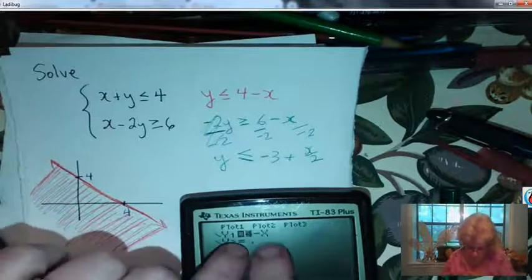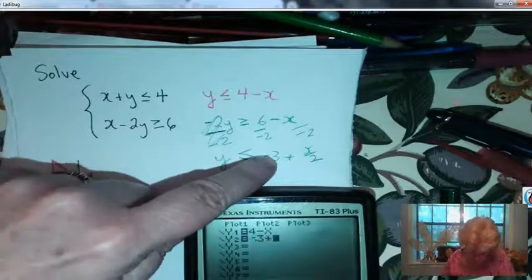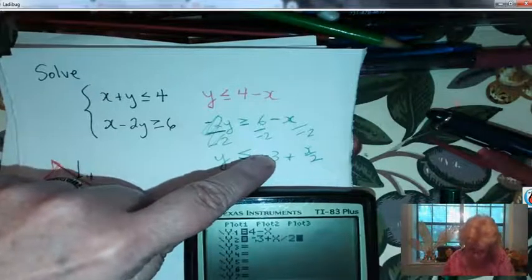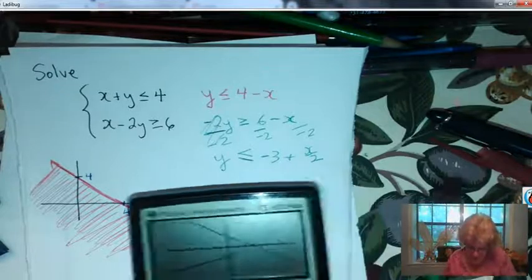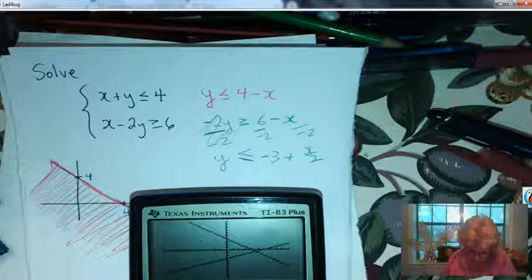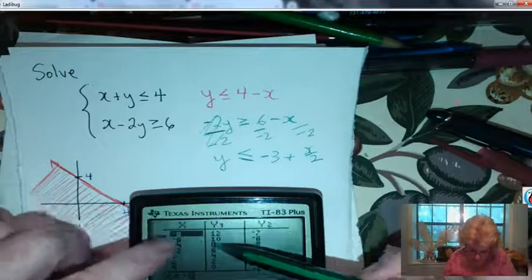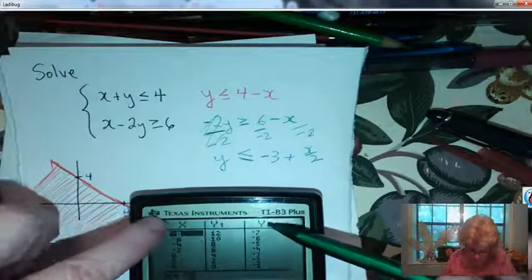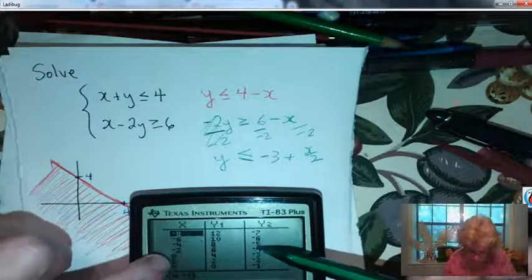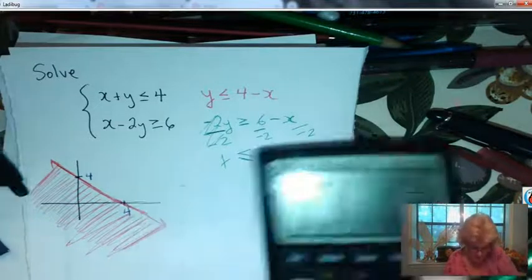So I'm going to leave this one here. So I'm going to put in -3 plus x divided by 2. Now here's the second line. Okay, so let's look at some points on that line. So these are the points on the first line. For the second line, there's x coordinate and y coordinate. So I can see that 0, -3 is on that second line.